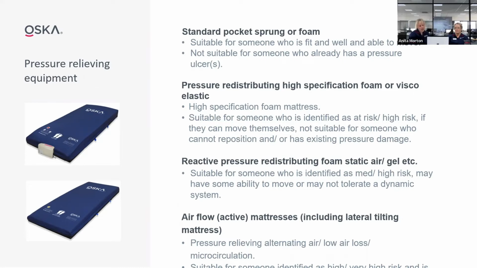I suppose the first line in terms of pressure ulcer prevention is where we then start to see pressure redistribution, high spec foam or viscoelastic style mattresses. So these are high specification products. They are suitable for people who are deemed at risk to high risk in some circumstances. I would just put the caveat in there that you obviously need to check with manufacturer guidance in terms of what risk score or pressure ulcer management and treatment each product would be suitable for. But generally speaking, your pressure redistribution high spec foam would be for people at risk or high risk, certainly from a prevention point of view.